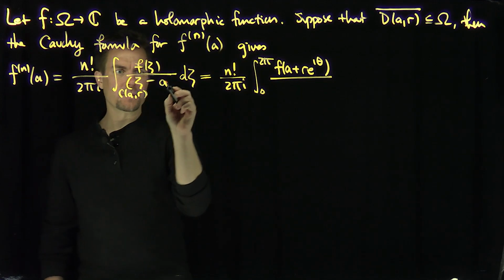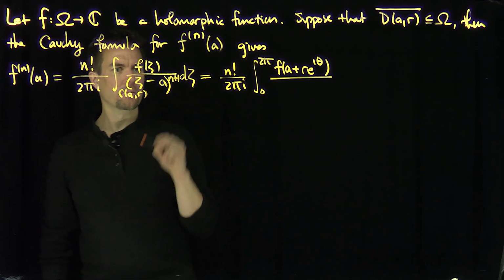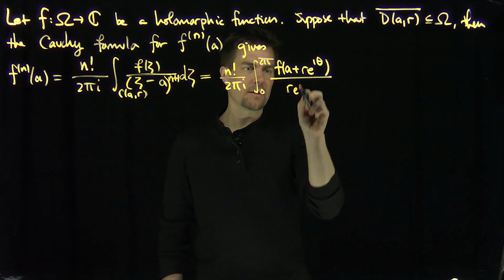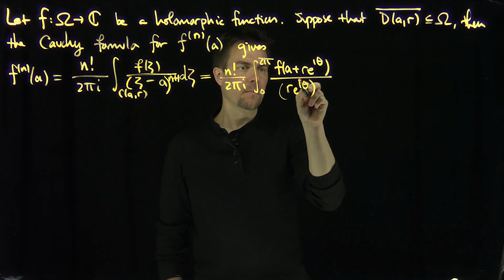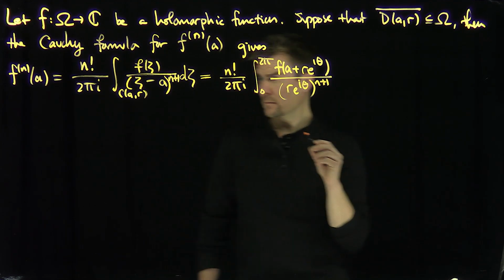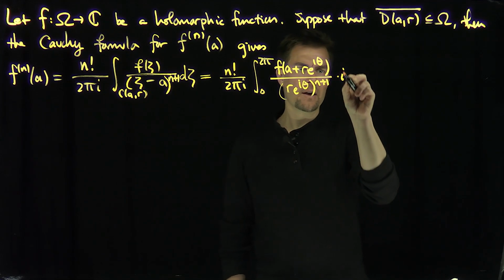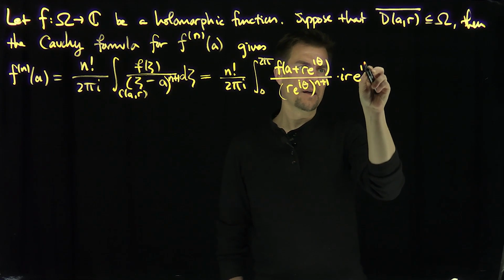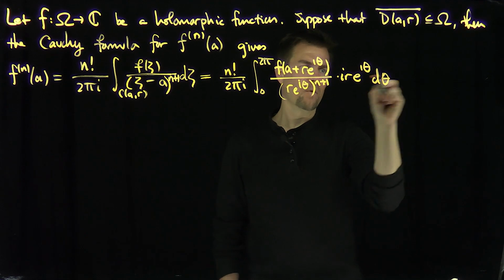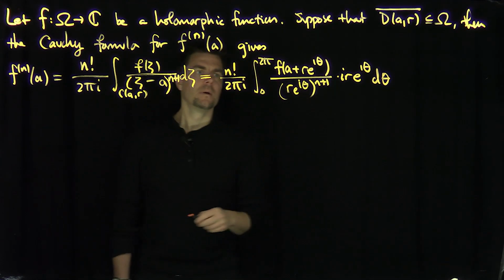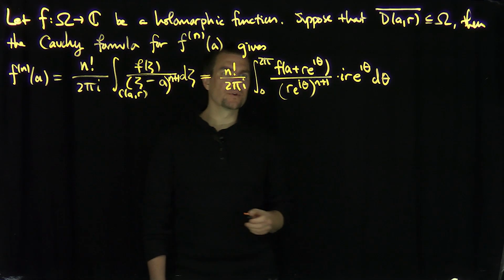I'm just going to get an r. Of course, this is to what power? I missed the power over here, just n plus 1, right? So I'm just going to have r e to the i theta to the power n plus 1. And then I have an i r e to the i theta d theta over here. Okay? Good.